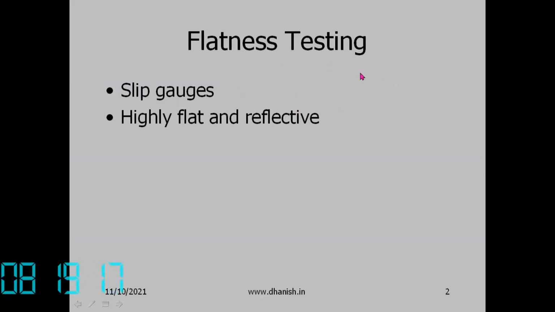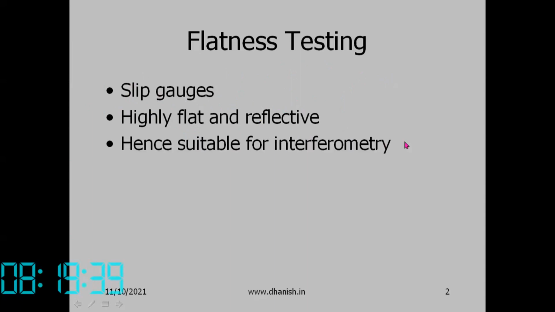This can be used to check flatness of surfaces like slip gauges or gauge blocks because they are highly flat and reflective. So very rough surfaces, we cannot use interference. Only if they are very good surfaces like gauge blocks or slip gauges, which are highly flat and reflective, such surfaces can be checked using interference.